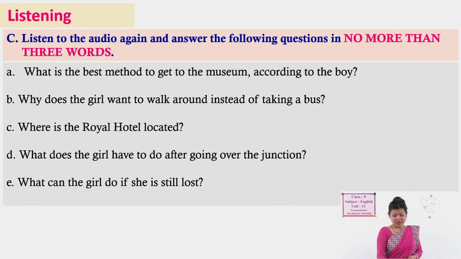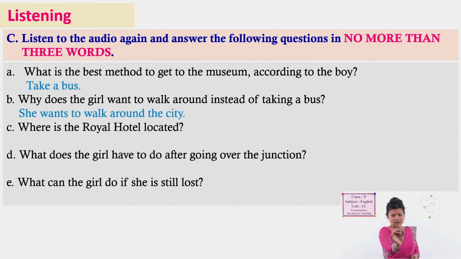Similarly, answer the following questions. What is the best method to get to the museum according to the boy? Yes, take a bus. Similarly, why does the girl want to walk around instead of taking a bus? Yes, she wants to walk around the city. So, here though the answer is expressed in more than 3 words, you can only write to walk around the city. So this much is also possible, okay.